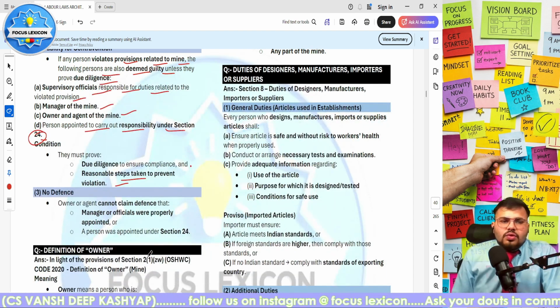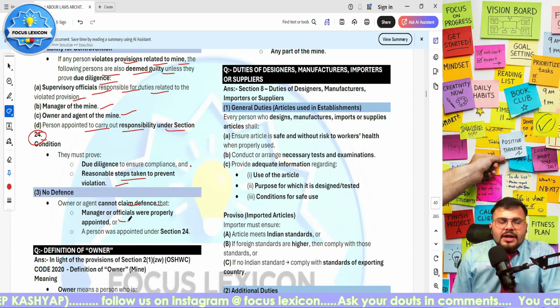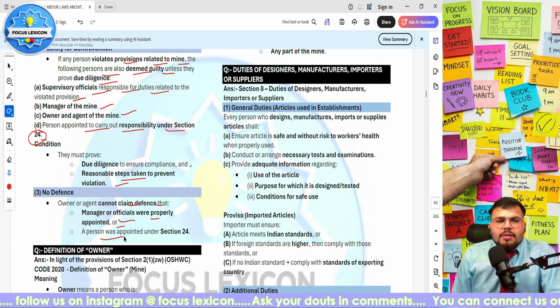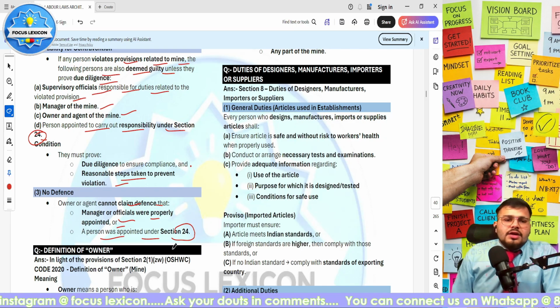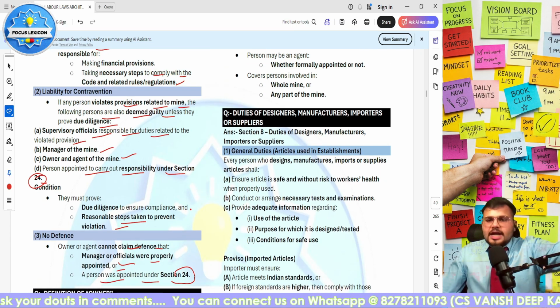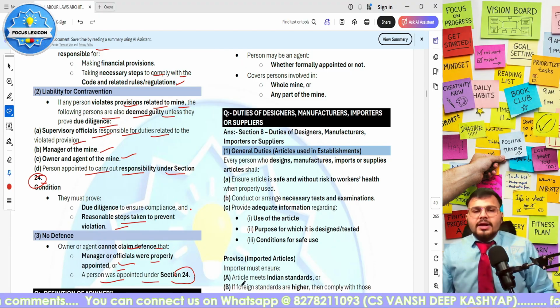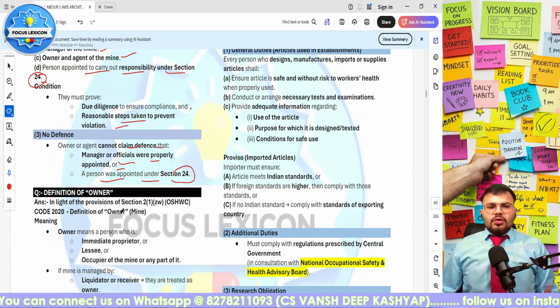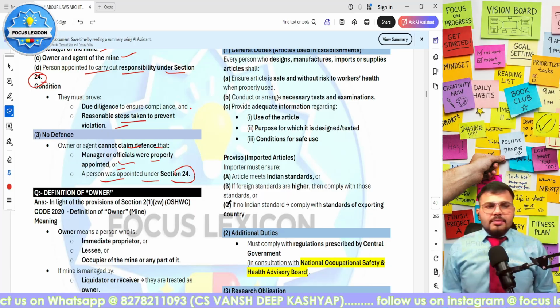Okay. No defense. Owner or agent cannot claim defense that manager or officials were properly appointed or a person was appointed under section 24. Owner or agent cannot claim that we have appointed the person, so the responsibility lies on that person. Owner will be held liable. Then definition of owner. Who is the owner? We are saying that owner will be liable. Now, who is the owner?